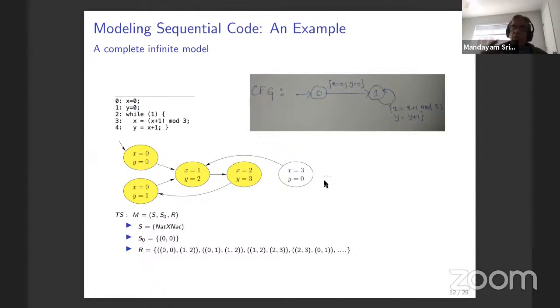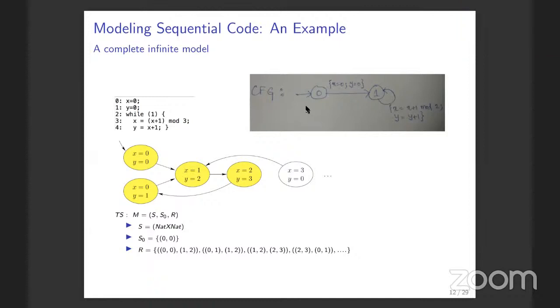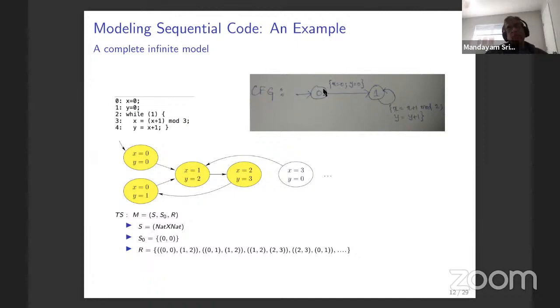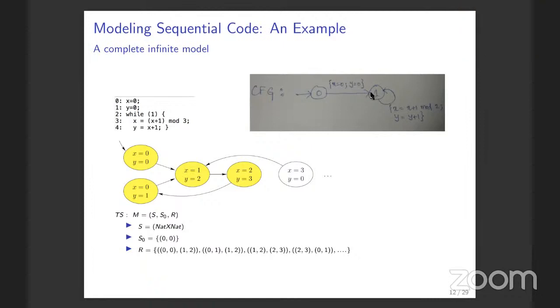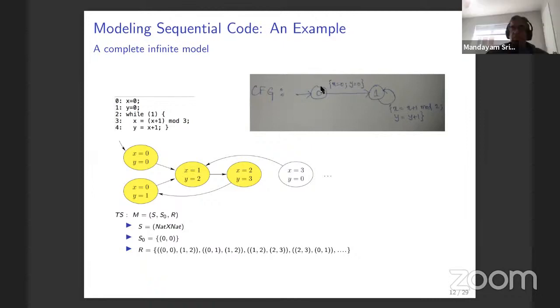The first thing I want to draw your attention to: do you see that what we have defined as a transition system is different from your control flow graph? In what way is it different? The states are different, right? Here it's 0 and 1. That's right. Here you're only modeling the location. So it's a completely different beast. Here it's just a different representation of your program.